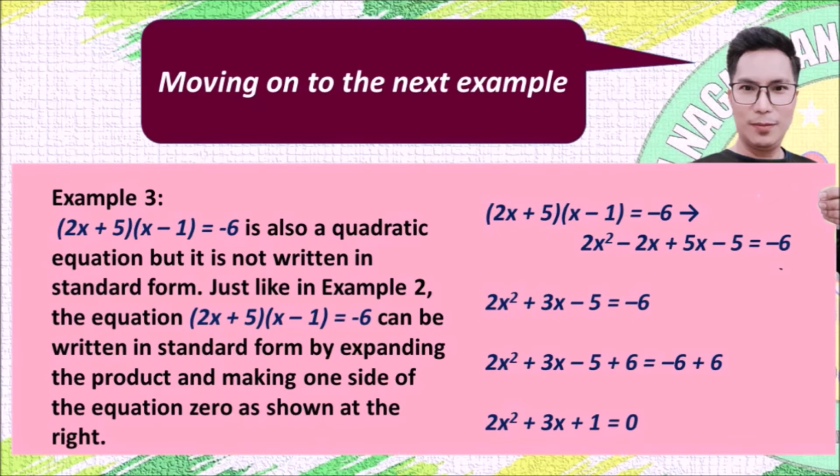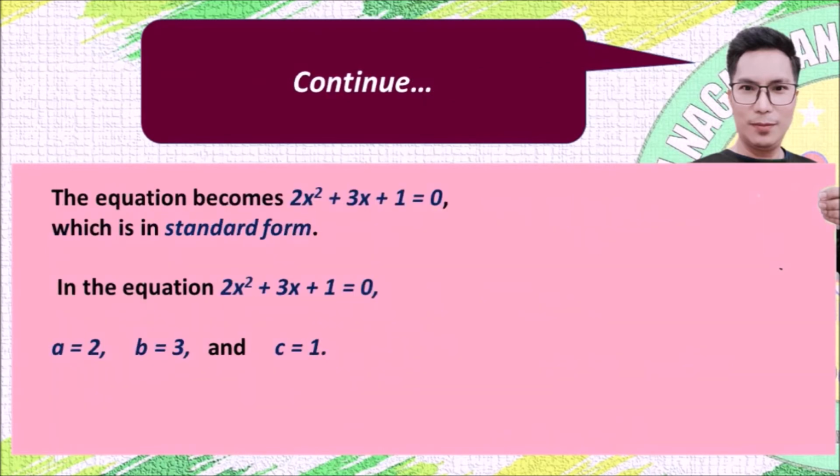The quantity 2x plus 5 times the quantity x minus 1 equals negative 6 will become 2x squared minus 2x plus 5x minus 5 equals negative 6. 2x squared plus 3x minus 5 equals negative 6. 2x squared plus 3x minus 5 plus 6 equals negative 6 plus 6. 2x squared plus 3x plus 1 equals 0. Just continue. The equation becomes 2x squared plus 3x plus 1 equals 0, which is in standard form. In the equation 2x squared plus 3x plus 1 equals 0, a equals 2, b equals 3, and c equals 1.